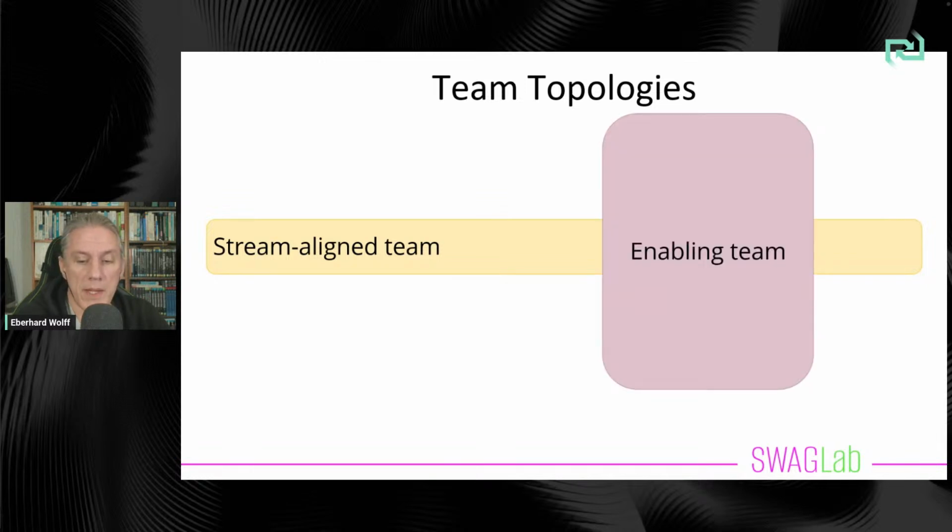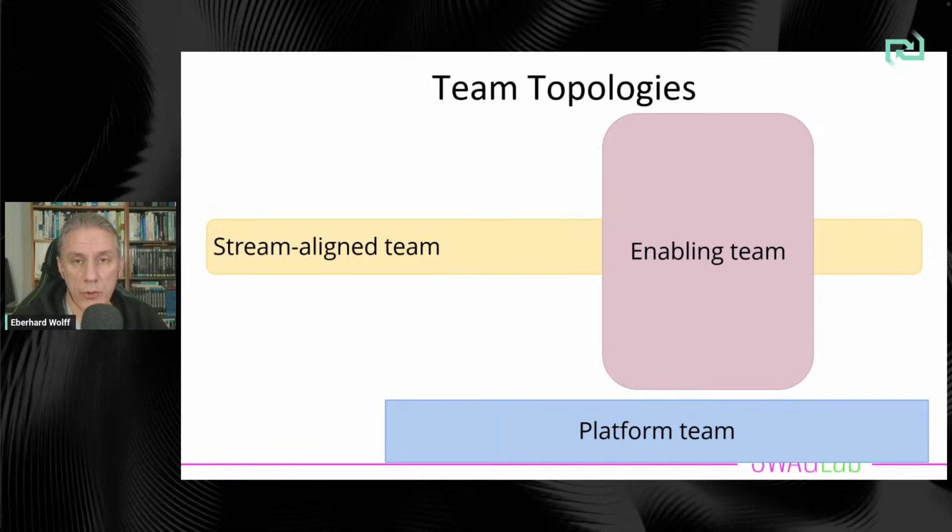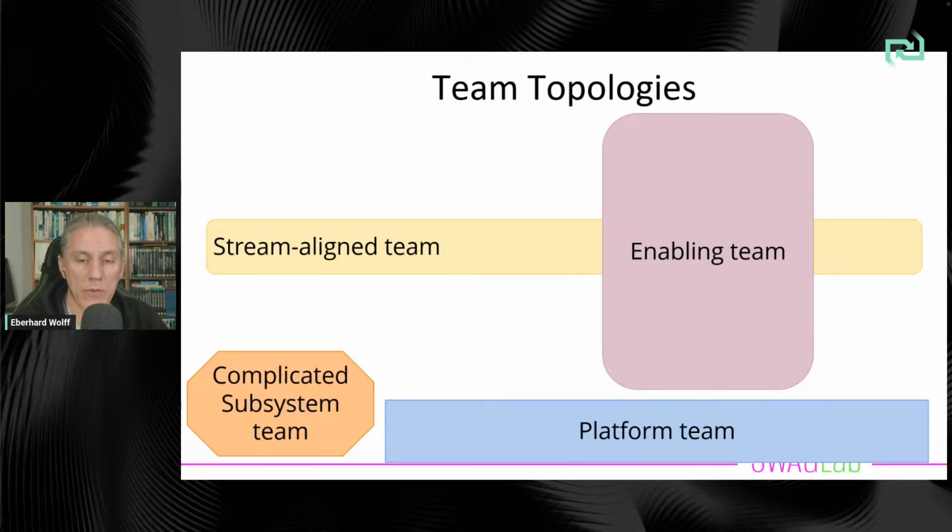So enabling teams are specialized in some technical stuff, like technical consultants. So maybe an architecture team would be an enabling team that provides some guidance on architectural problems and how to implement them. Then there are platform teams that might provide something like Kubernetes or a CI/CD server. And finally, there are complicated subsystem teams, which are responsible for complex algorithms like, I don't know, customer scoring or whatever you have. The interactions between those teams come in different forms.